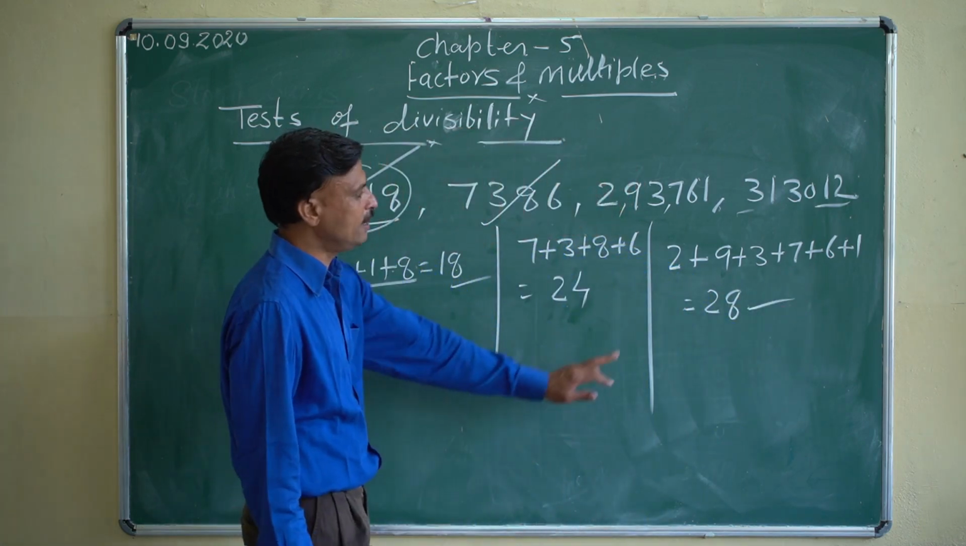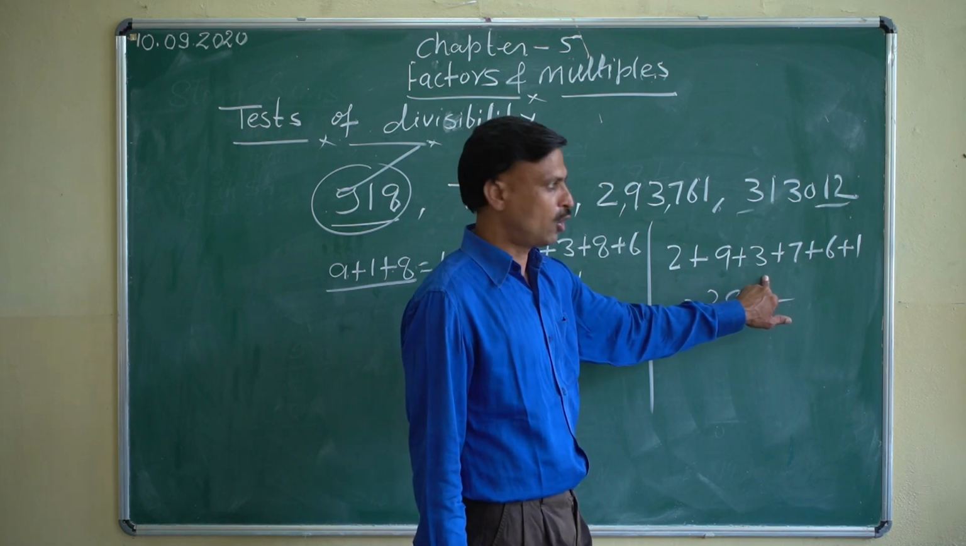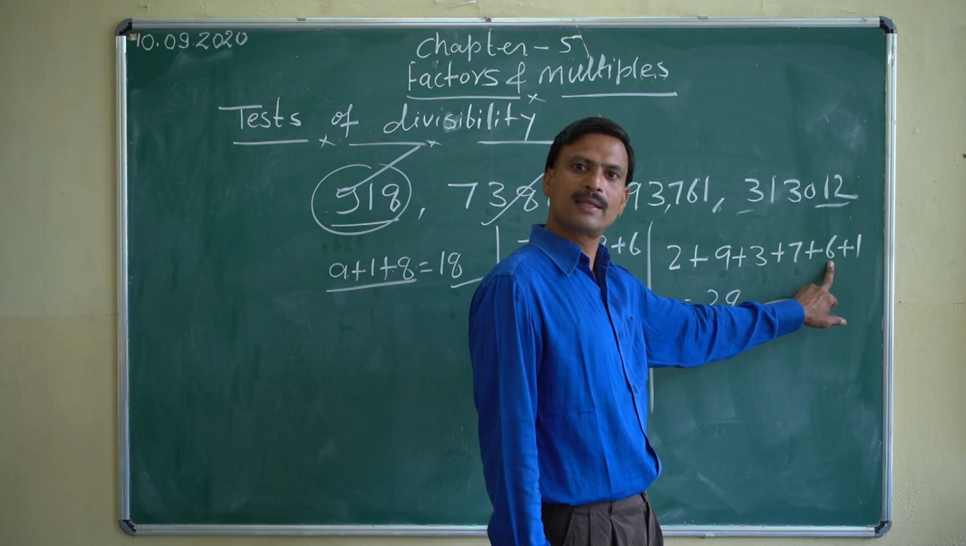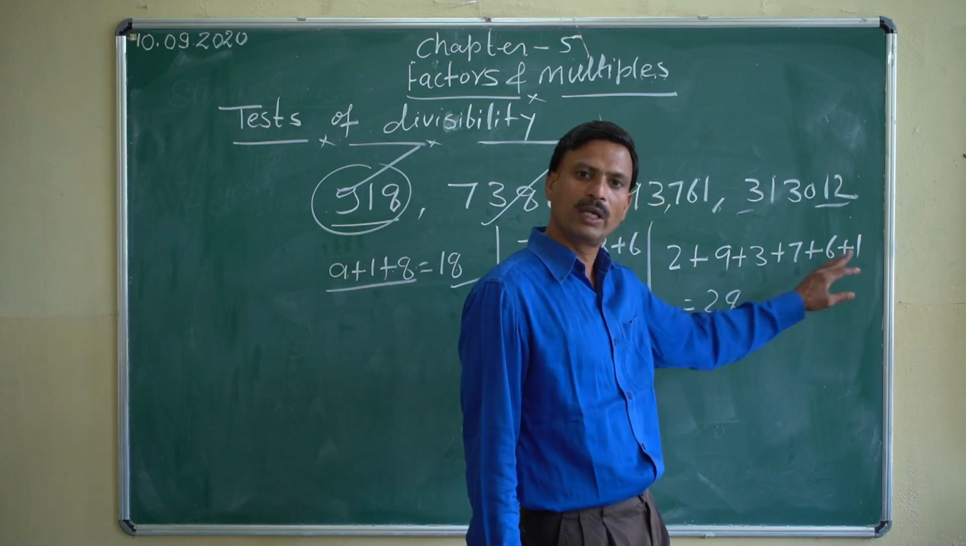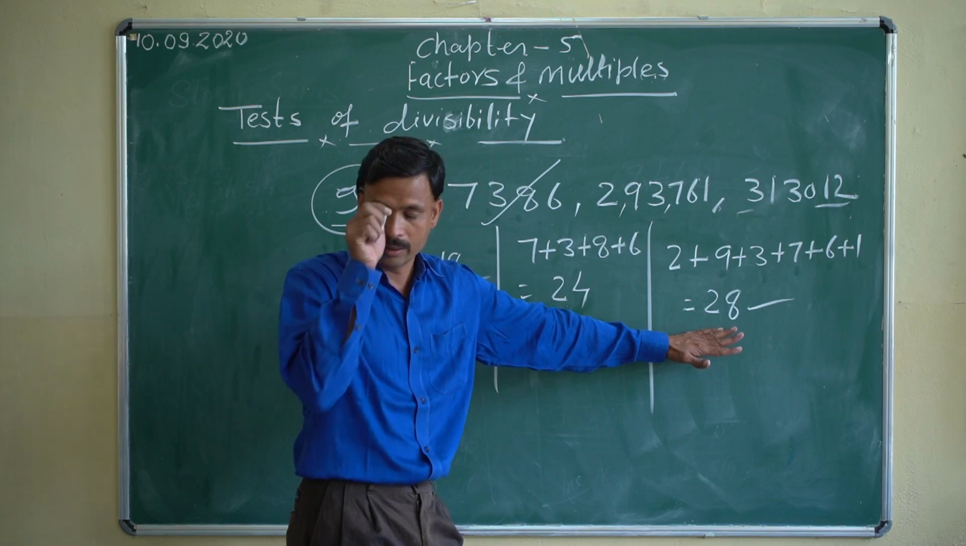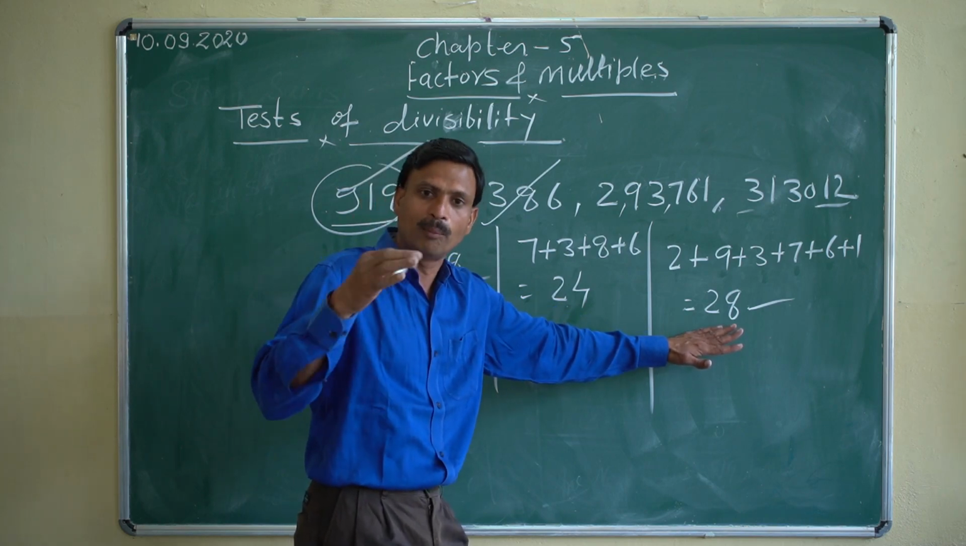Right? Again, see, 9 plus 2, 11. 11 plus 3 is 14. 14 plus 7, that is 21. Plus 6, 27, plus 1, 28. And 28 is not divisible by 3. Right now, 28 is not divisible by 3, and 28 is not a multiple of 3.